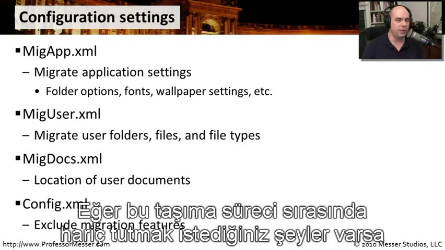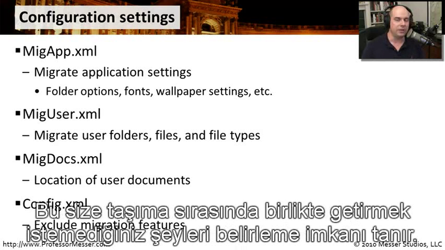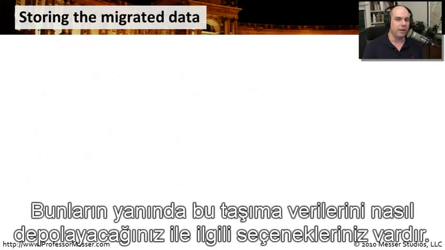And if there are things that you would like to exclude during this migration process, there's a configuration file for that as well. The config.xml allows you to specify things that perhaps you don't want to bring over during the migration process. You also have options on how you would like to store this data that you're migrating.